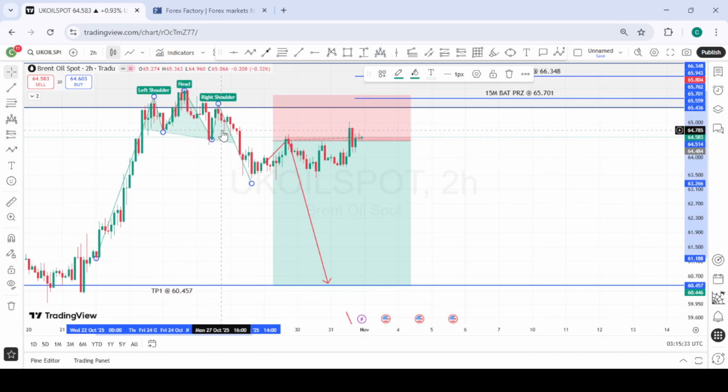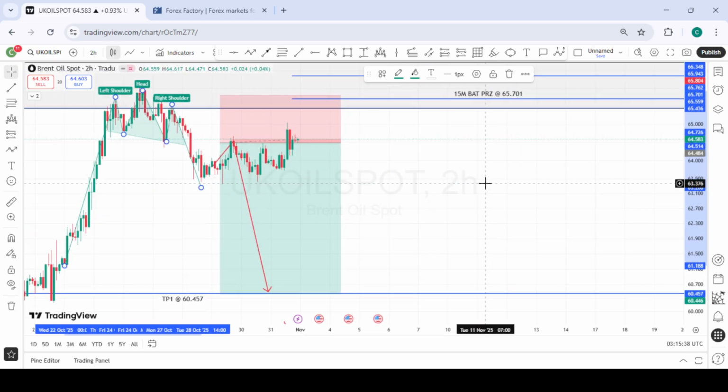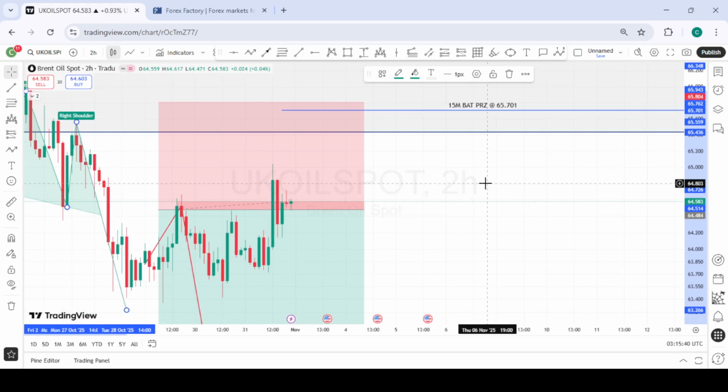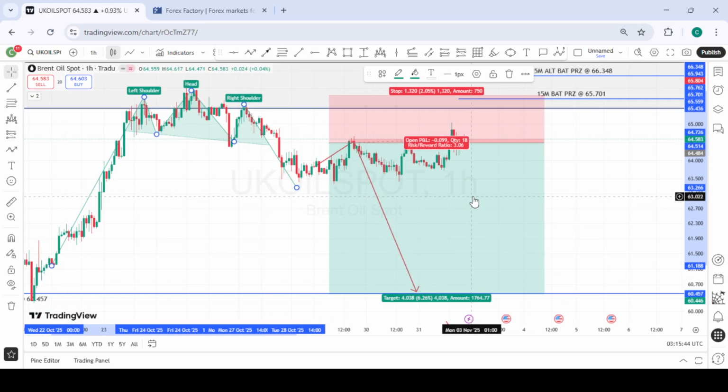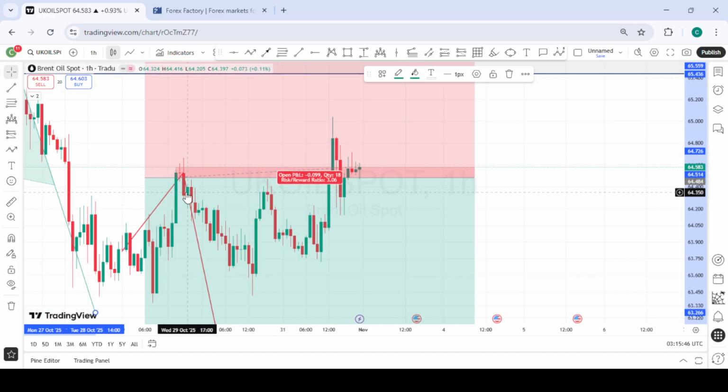So we're looking out for a possible retest of the neckline to take our entry. We actually took our entry here. Price came into our area of interest and gave us a 1-hour confirmation at our neckline, which was this rejection and a bearish engulfing we have here.